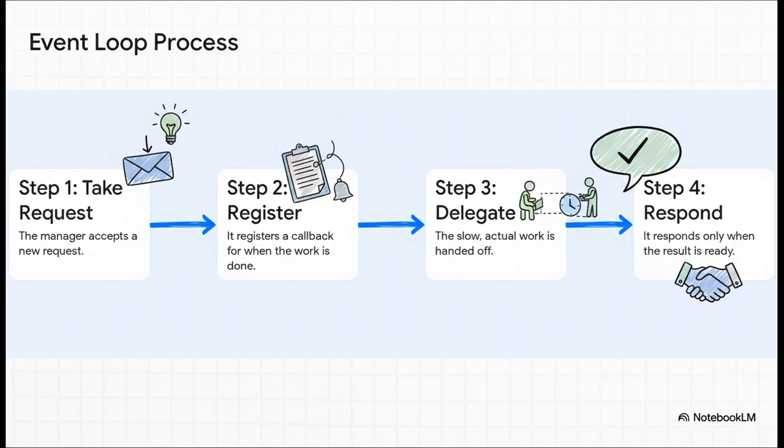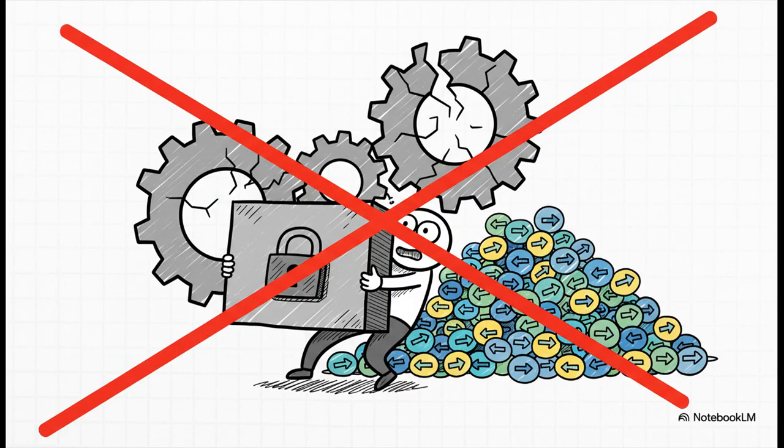First, they grab a new request. Step 2, they attach a little sticky note to it. That's the callback, which just has instructions on what to do when this is done. Third, they delegate the actual long, slow work to someone else. And finally, they only circle back when a result is ready. No time is wasted.